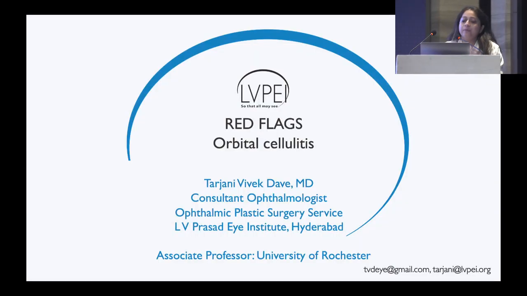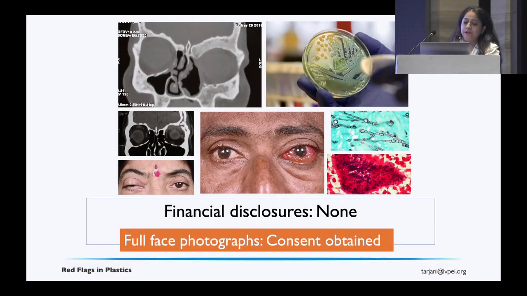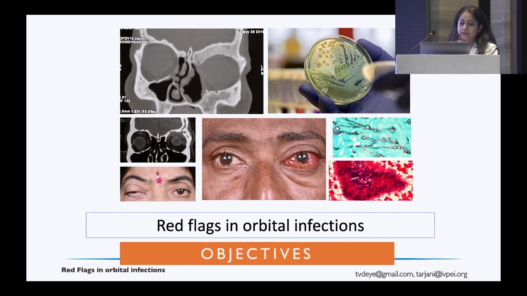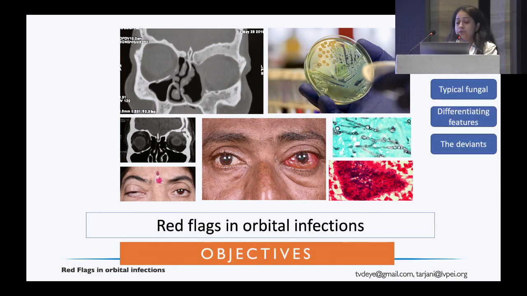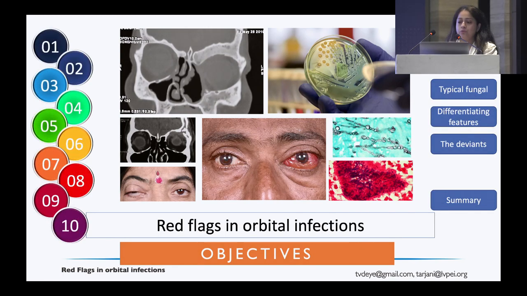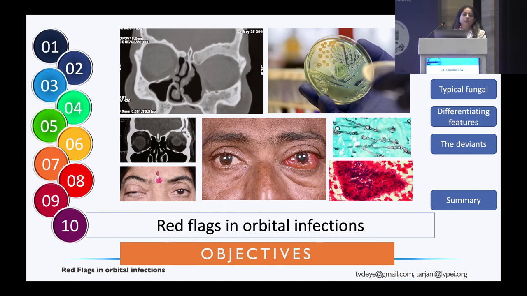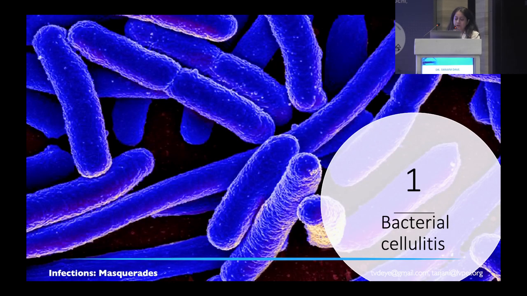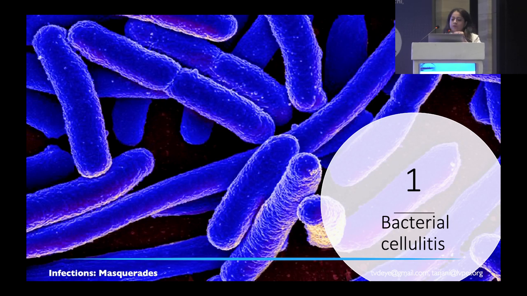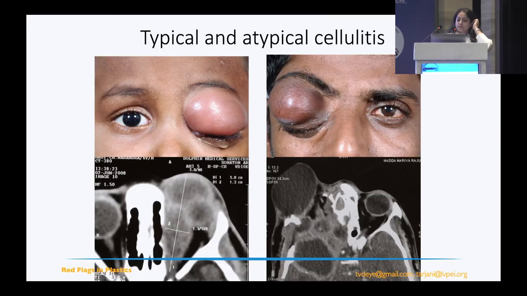So I'm going to talk to you about red flags in cellulitis. The objectives of my presentation are to take you through certain aspects of bacterial and fungal cellulitis, the differentiating features between the two from what I have learned, and then when, how, and what to do in cases where you can't make head or tail of what is happening. So let's go through certain aspects of bacterial cellulitis first.